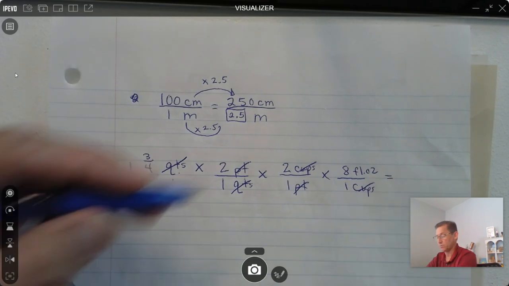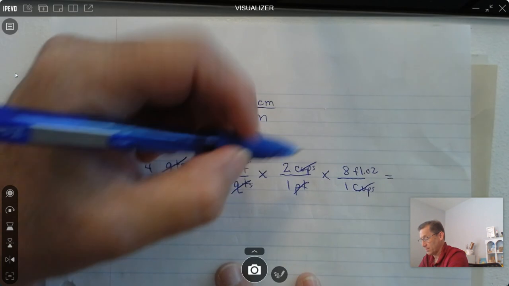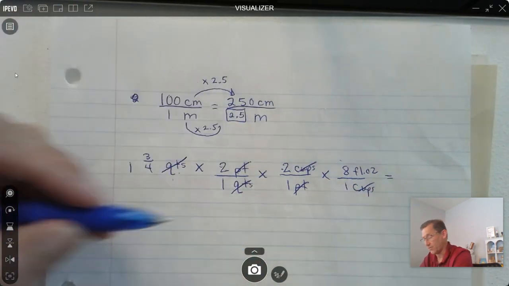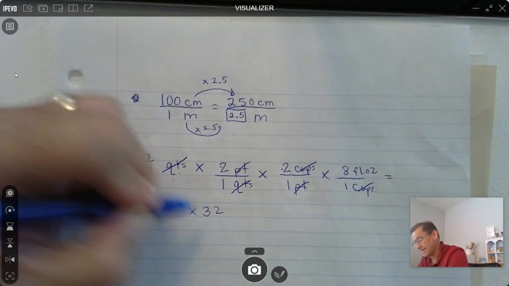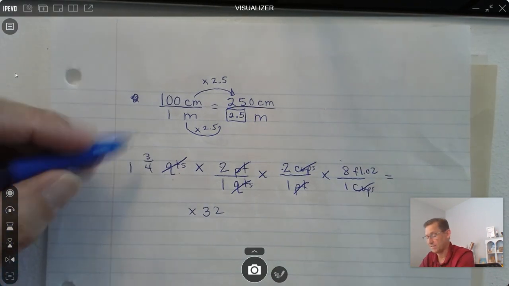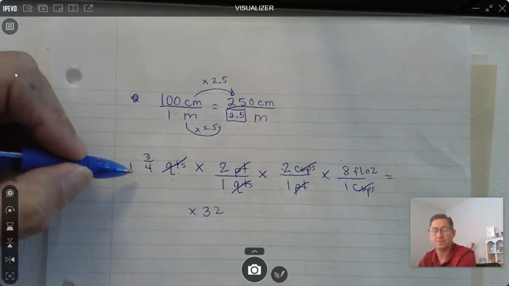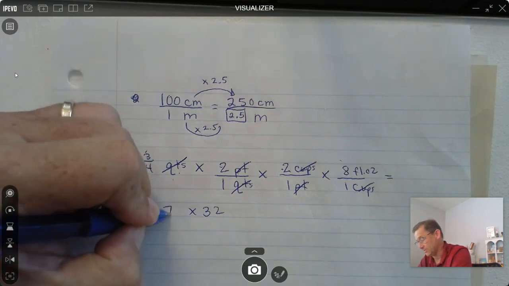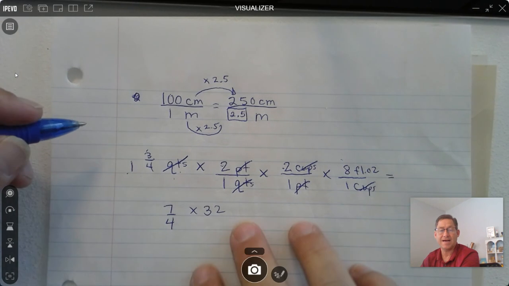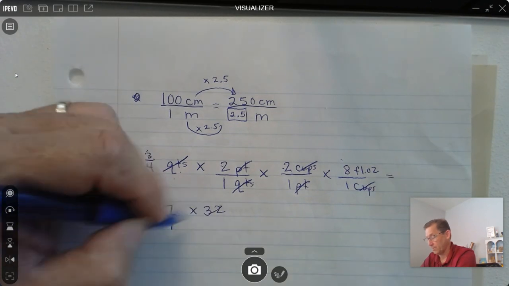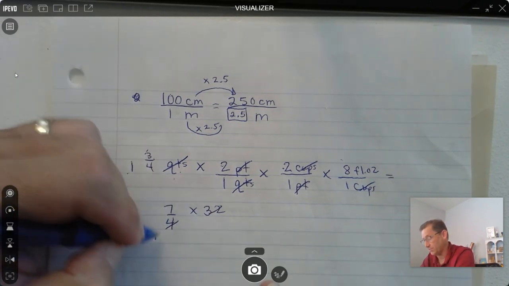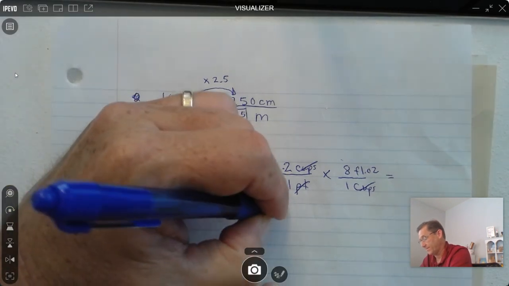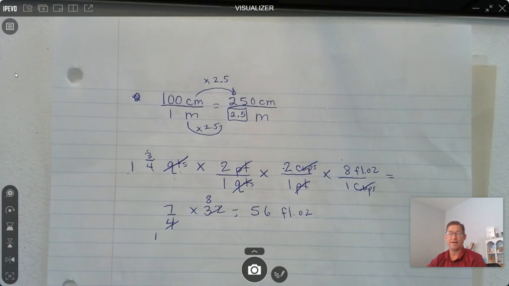Now we just multiply this. 2 times 2 is 4. 4 times 8 is 32. Times 1 3/4. Well, let's change that to a fraction greater than 1. 4 times 1 is 4, plus 3 is 7. So 7/4 times 32. Well, 4 is a common factor of 4 and 32. So 8 times 7 is 56 fluid ounces.